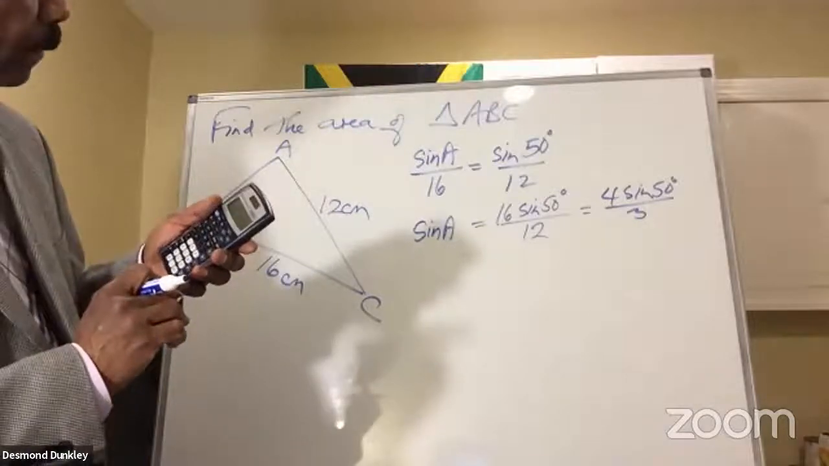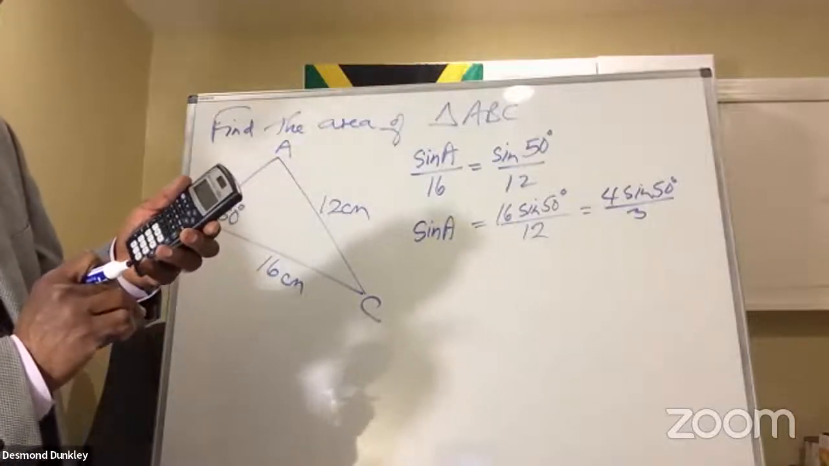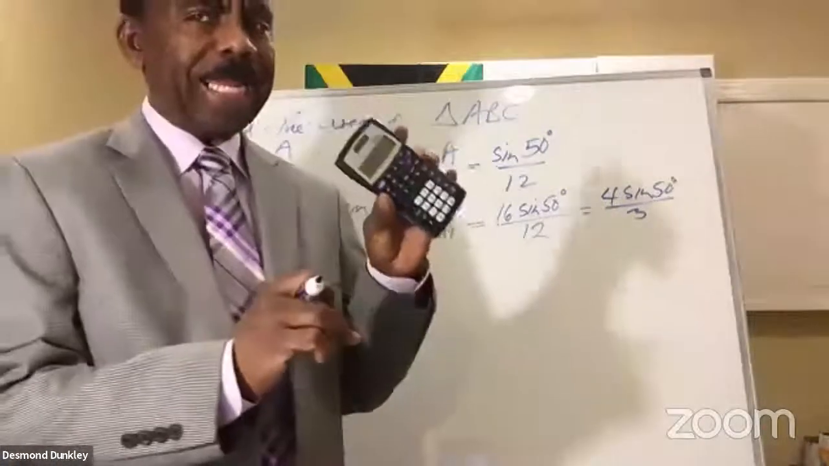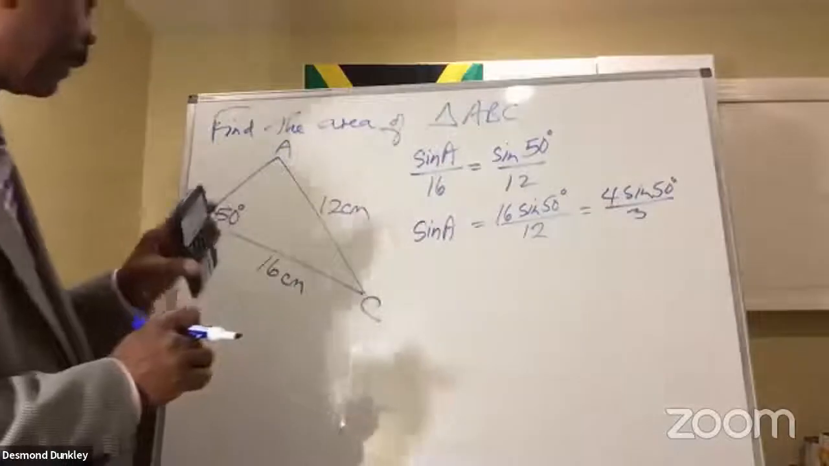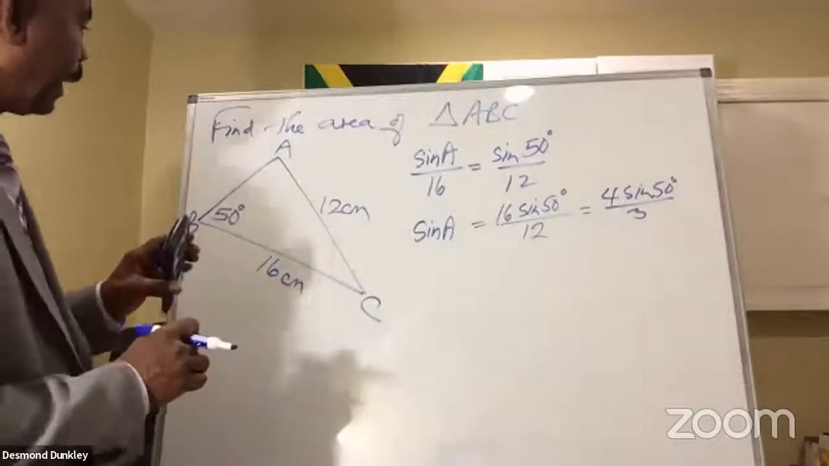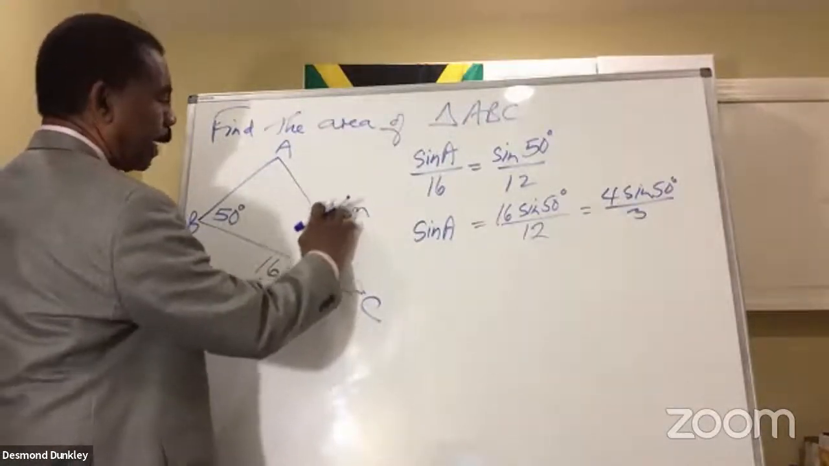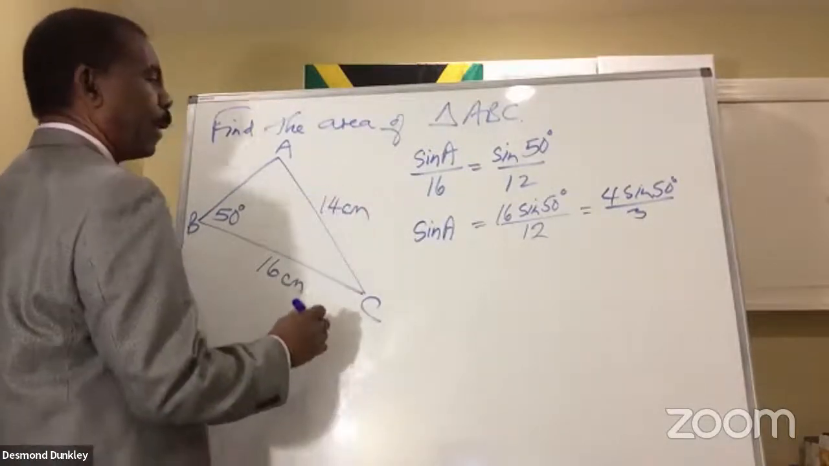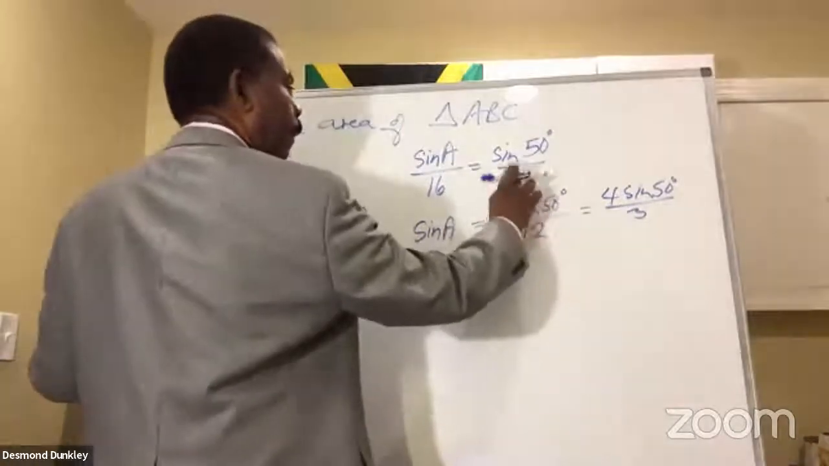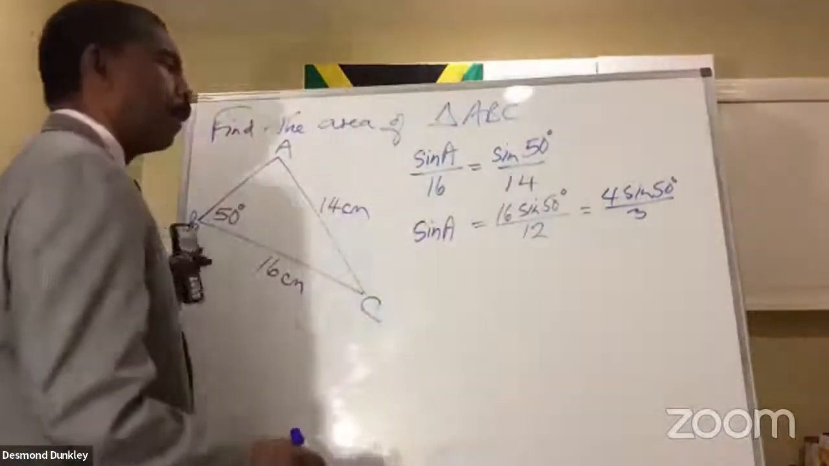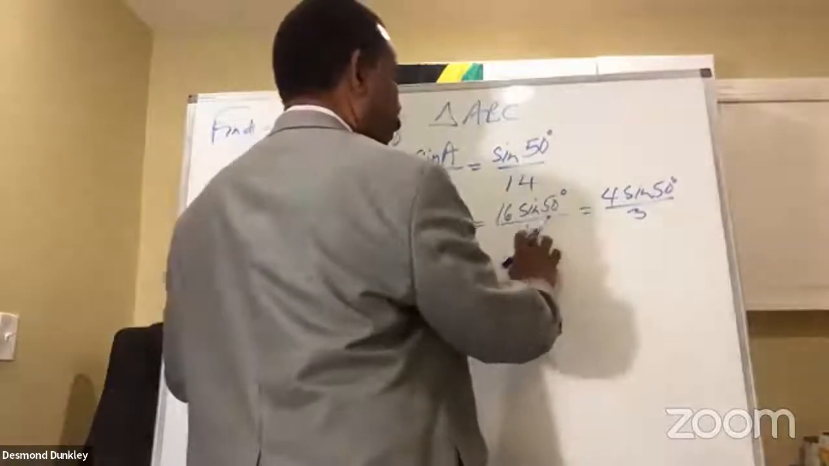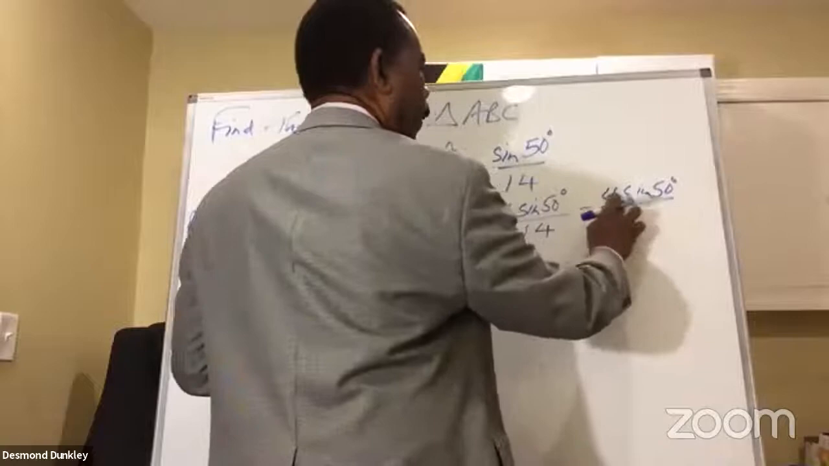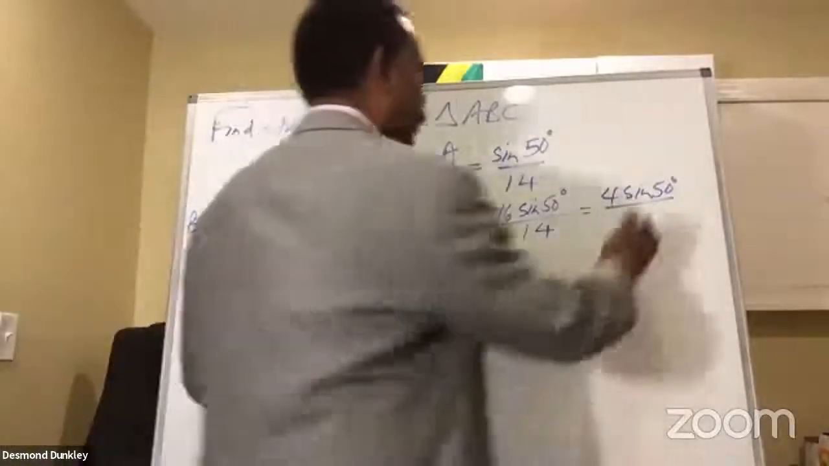Okay, this is not good. This is not good because when I divide by 3, I'm going to get an answer that's greater than 1. And sine cannot be greater than 1. So I need to make an adjustment. I need to make this number, say, 14. I need to make that number 14. We can't do that, so let's leave it as is and just work it out.